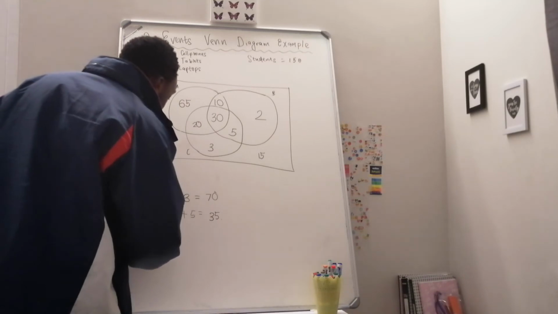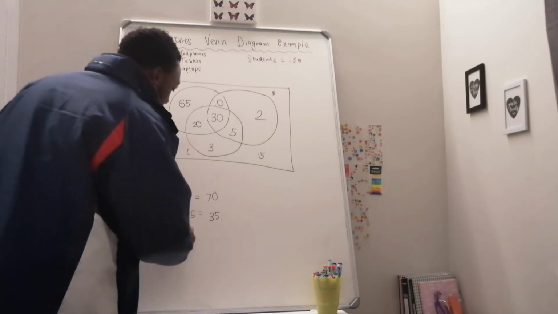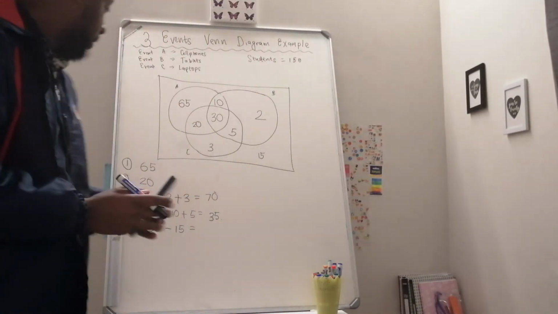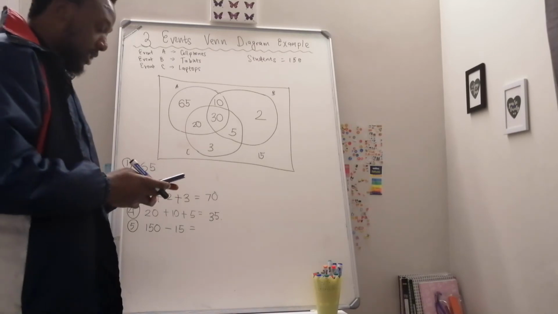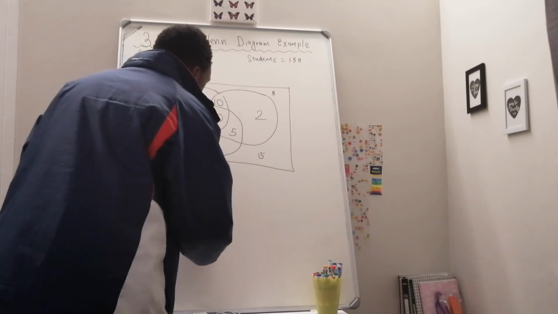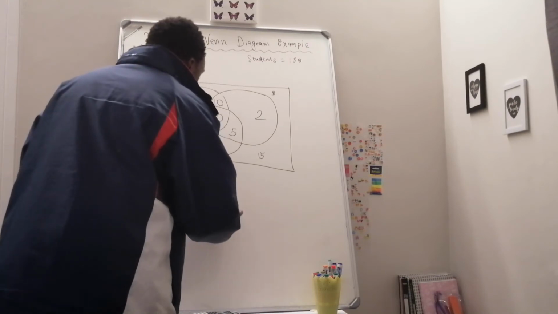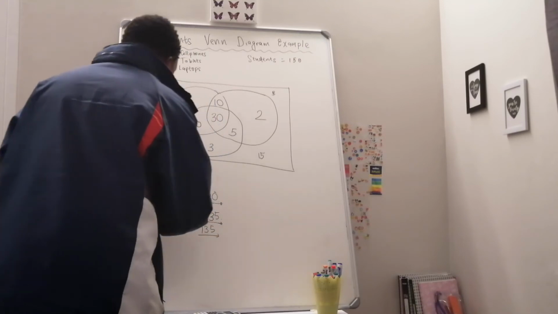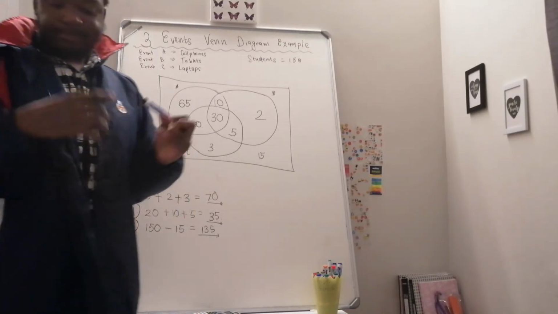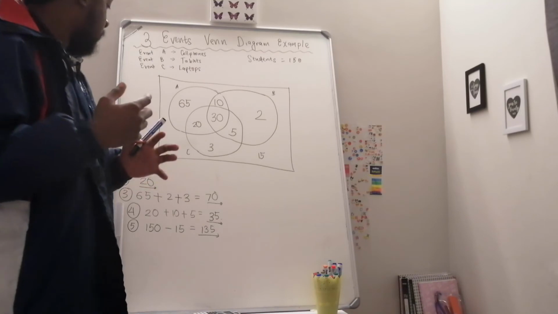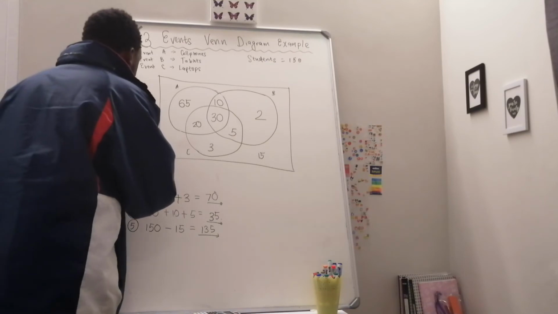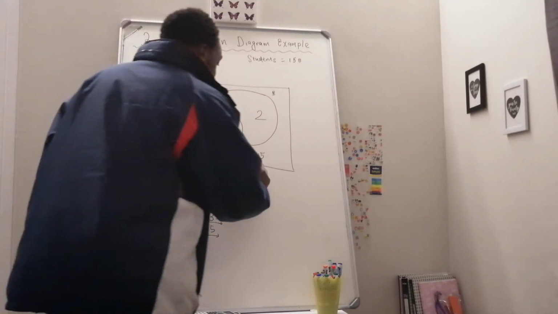Which you could just find by the total students minus the ones that don't own anything, right? So how many students own at least one? 150 minus 15 is 135. Right? So, yeah. That's the first question. This is A. Let's look at B.